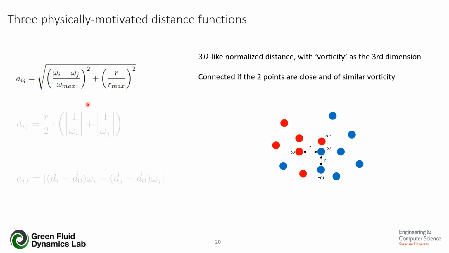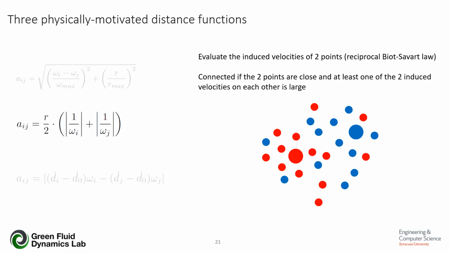So we could say that these 2 points might be connected to each other at this point. For this equation, it evaluates the induced velocity of 2 points as the adjacency matrix. At this point, we said that 2 points are connected if they are close and the induced velocity of each other are strong. Again, we use a simple diagram here to explain this.